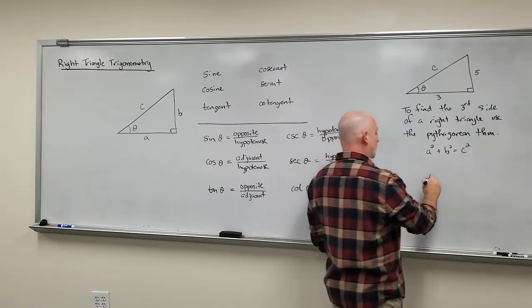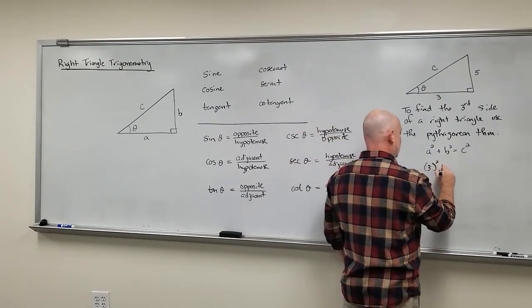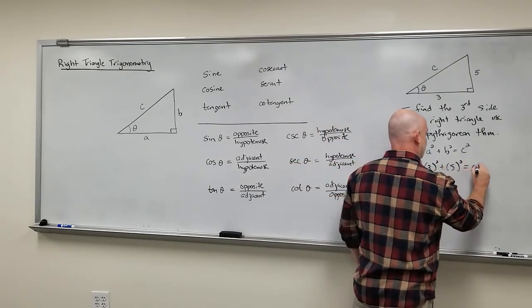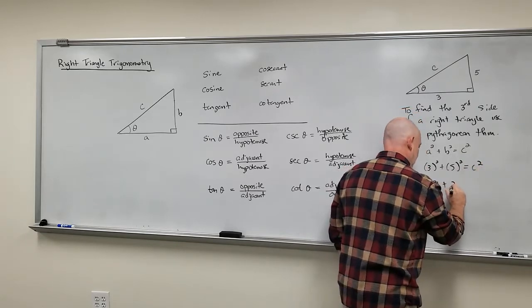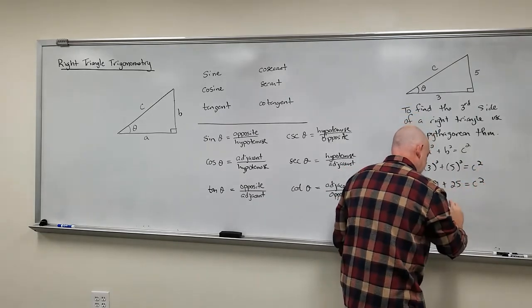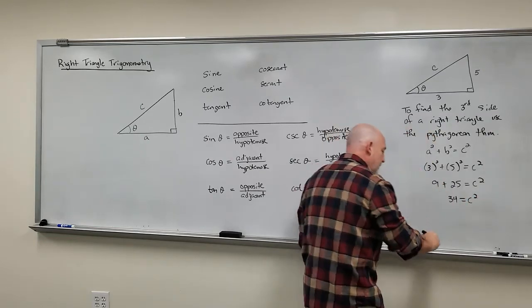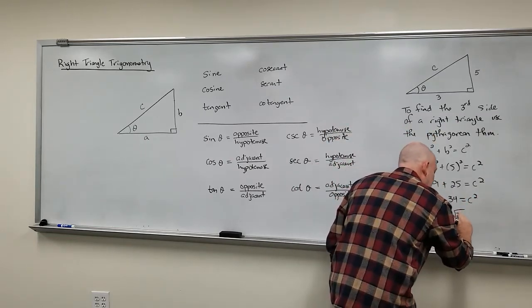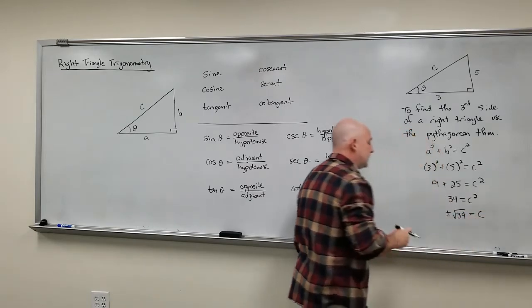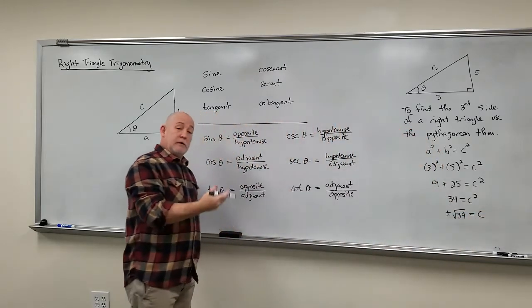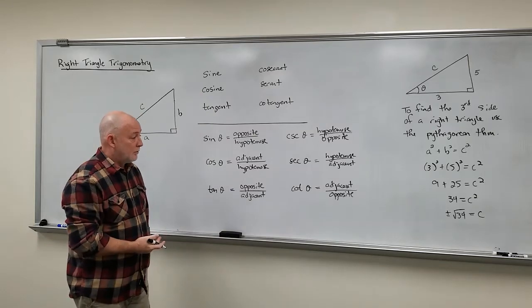So when we plug in what we know, we have 3 squared plus 5 squared is equal to c squared. 9 plus 25 is c squared. So what's that? 34 is c squared. So if we take the square root of both sides, we get plus or minus square root of 34 is what c is. Remember, anytime you take the square root, you do get a plus or minus.